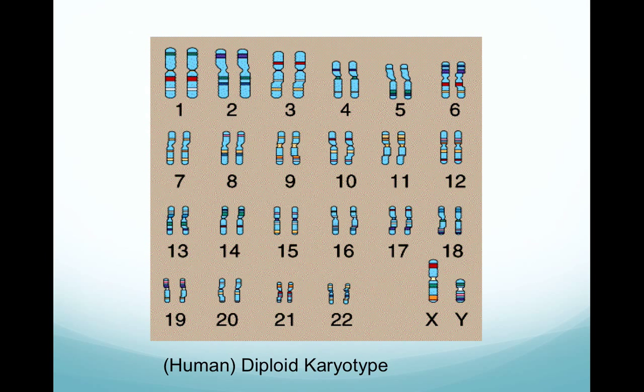There are 22 pairs of autosomal or non-sex chromosomes, so that totals 44, plus an X chromosome and a Y chromosome, which gives us a final number of 46 chromosomes. All humans have 46 chromosomes. The pairs of chromosomes that match up are called homologous pairs. In this picture, there are 23 homologous pairs.